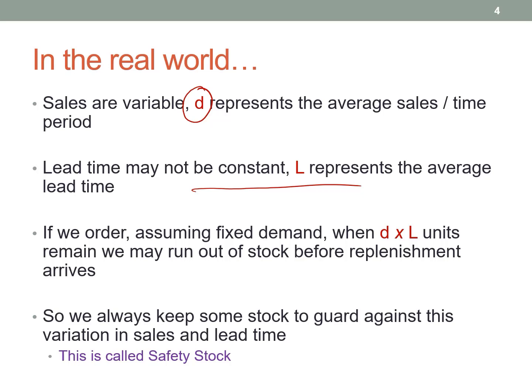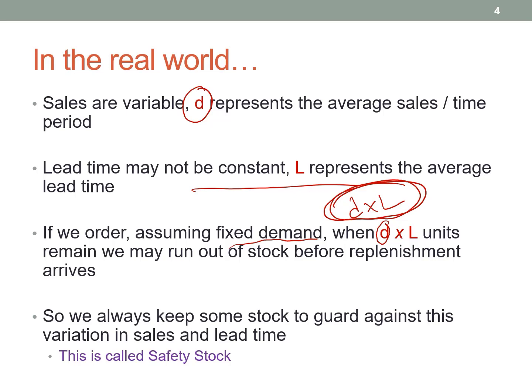If we order assuming fixed demand, then we know we have to order in advance of running out of stock. We don't wait to run out of stock, because then it will take a few days to get the stock and we'll have zero inventory for a few days. So the ordering point, when do we order? We order when we have enough stock left to last the lead time, because we need D units a day on average. D times L is how many units we should have in stock when we place the next order. So remember, in the previous example, small d was 1, lead time L was 3 days. So 3 times 1, we placed the order when we had 3 units in stock.